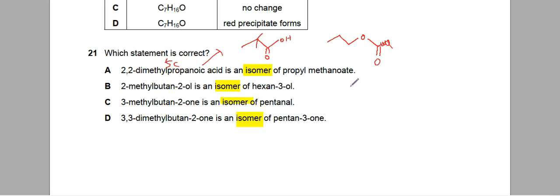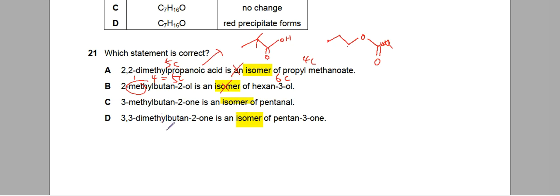So this is 1, 2, 3, 4 carbons. So this is 4 carbons. This one methyl is 1 carbon, butanol is 4 carbons, so this is 5 carbons. Okay, so this is 6 carbons. This one does not have the same number of carbons, so we can exclude. This is also not the same.